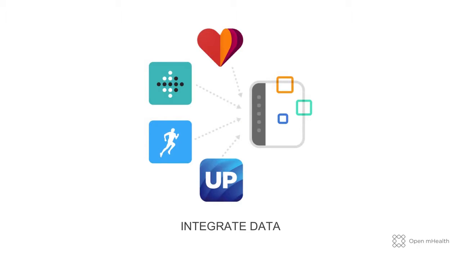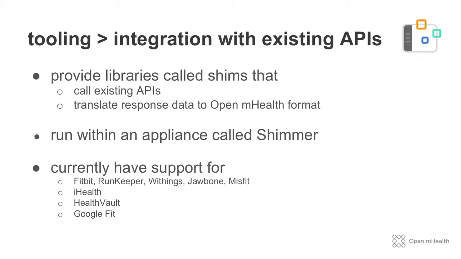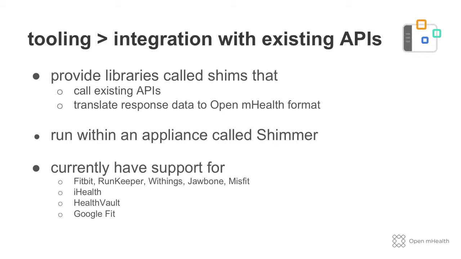Now you want to integrate data. You can integrate data from a few places. Let's start with the big existing APIs: the Fitbits, the Runkeepers, Health Vault, Google Fit, and so on and so forth. Those APIs are in no way standardized. So what we do is we provide libraries called shims, which take the data that's coming out of them, and we transform it and structure it in a way like the previous blood glucose measurement you've seen. That way you can get all this data to start interoperating, and you can work on it, and you don't care that it came from Fitbit or from another vendor. The way we do this is with these libraries called shims, which run in an appliance called Shimmer.